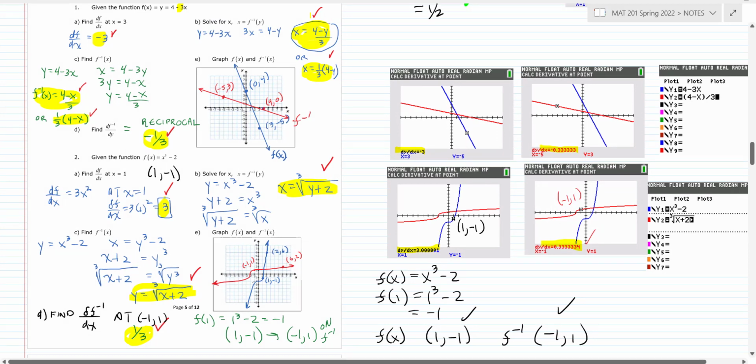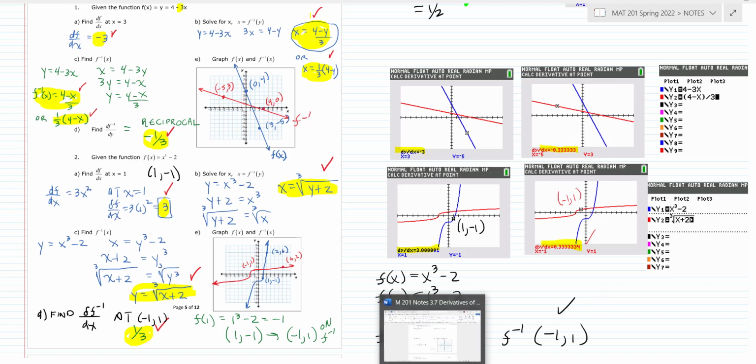Okay, so that will end the second part of the video. The third part will work a little bit more with some of these examples. It'll be a little bit shorter, I think.